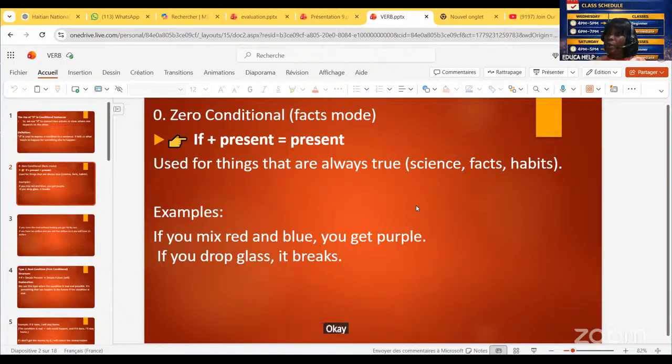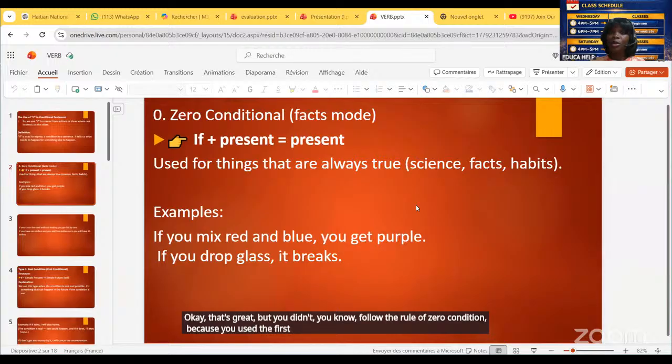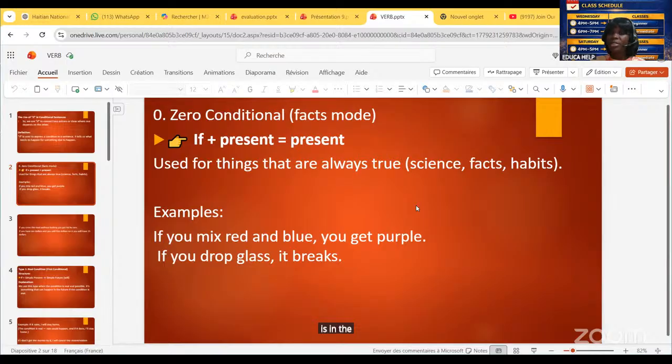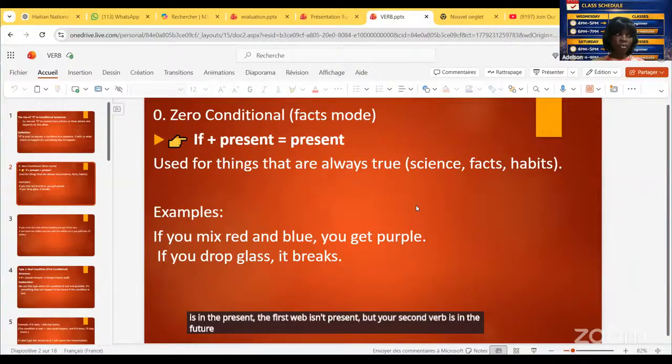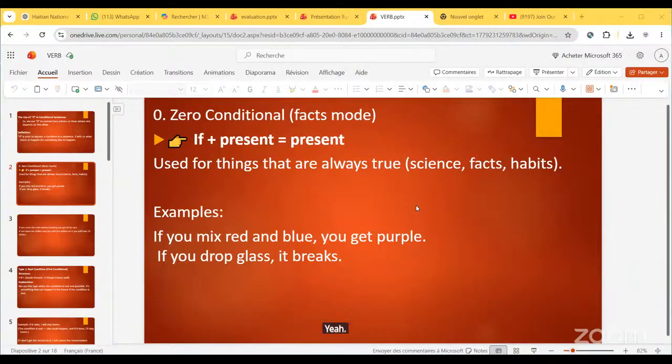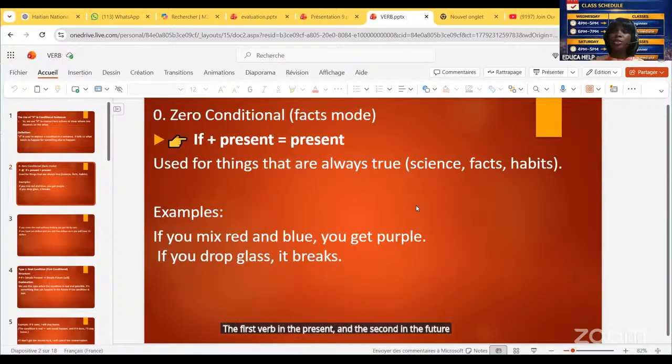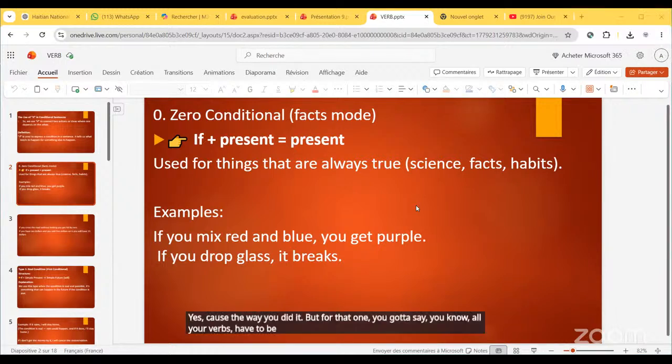Okay, that's great, but you didn't follow the rule of the zero conditional. Because the first verb is in the present, but your second verb is in the future. For that one, all your verbs have to be in the present.